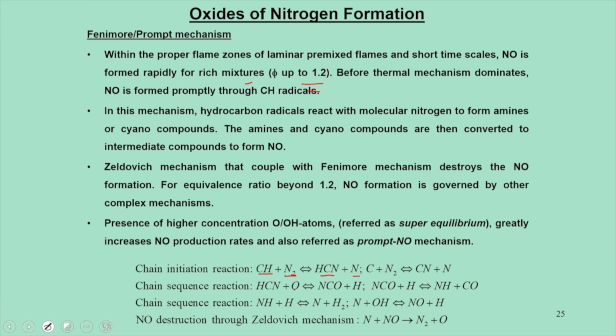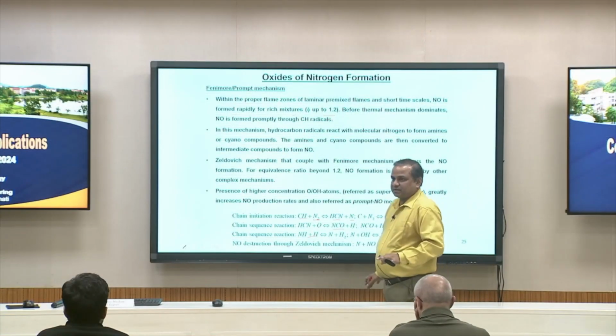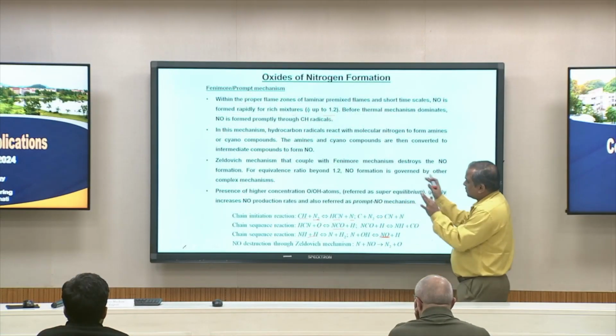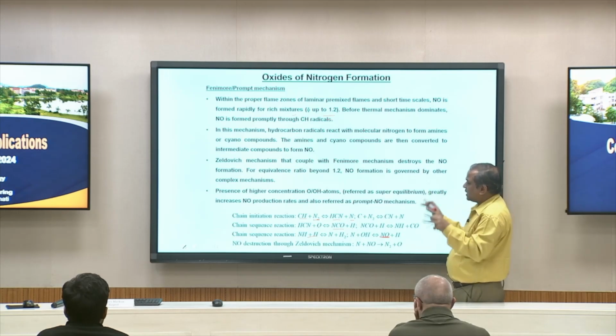When it sees O, it gives NCO plus H, and all those reactions are reversible. It can shift its reaction. Then we have chain sequence reactions, and NO is formed. This keeps on happening until the Zeldovich mechanism dominates, that means in the domain where temperature rises, these effects are nullified. This is what happens during that reaction domain.